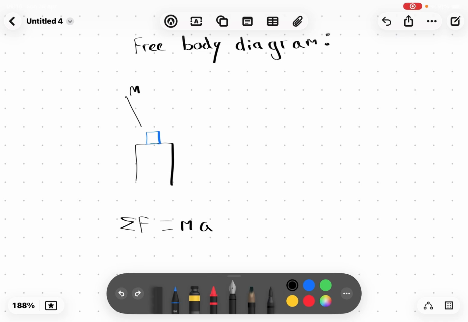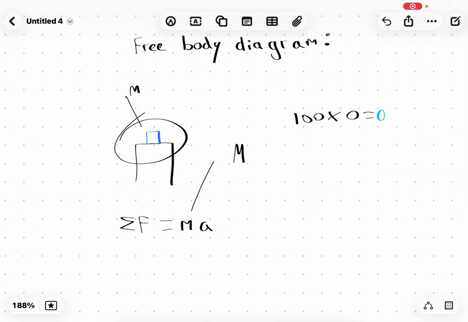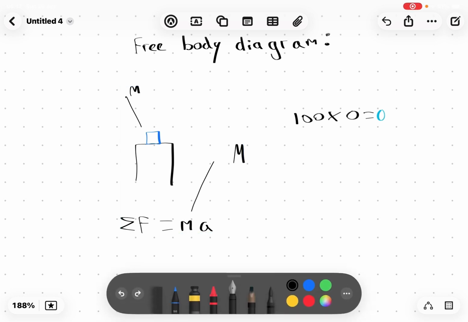So we know that things that are stationary, like that bottle that's near you, have an acceleration of 0. And whatever the mass is, even if it's a million, let's just do 100 times 0, it will be equal to 0. So we know that the sum of the forces on the box is equal to 0, because 0 equals 0.